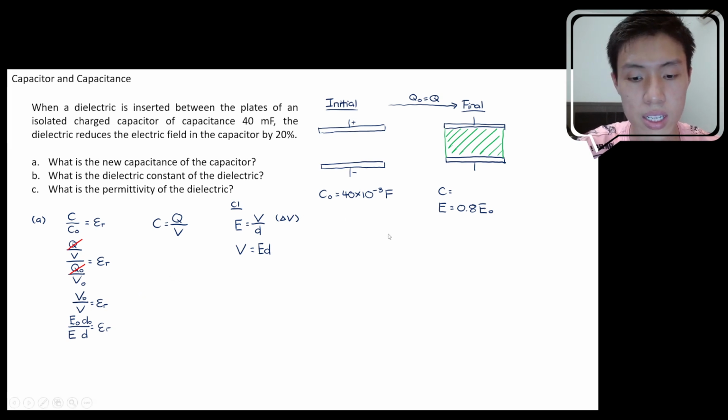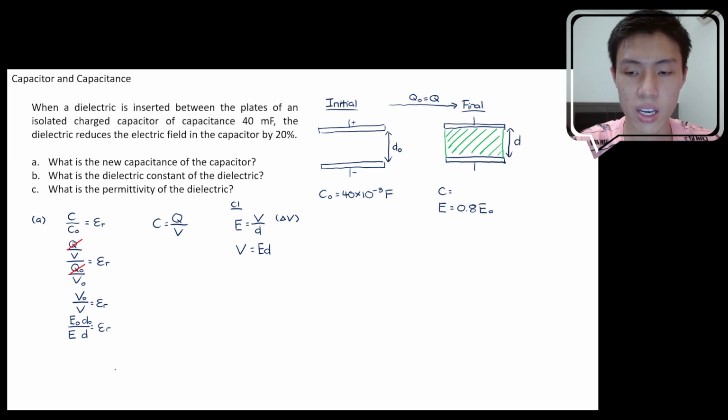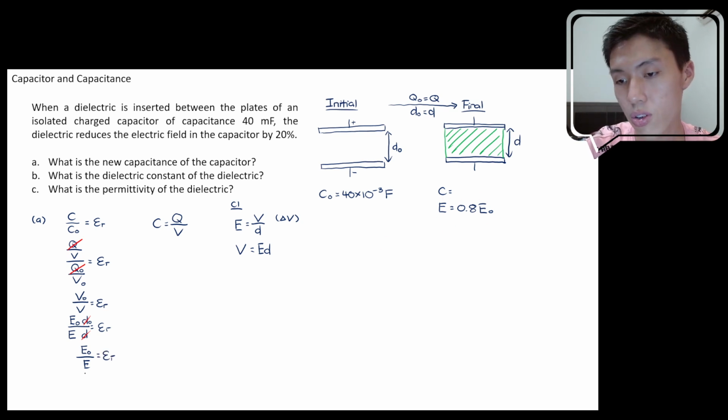We know that this D is the distance between the two parallel plates. So this one is D naught, this one is D, but the question never mentioned that we change the distance between the two plates, right? So essentially D naught is equal to D. We do not change the distance between the two plates, so these two can cancel out. Now you are left with E naught over E is equal to the dielectric constant, and you know this relationship, E is equal to 0.8 E naught, so you can replace the electric field with dielectric with 0.8 times the electric field without dielectric.